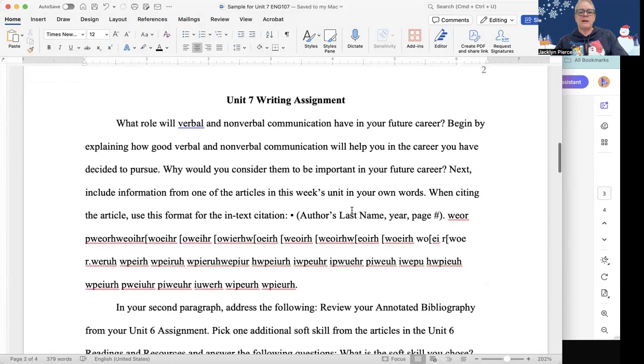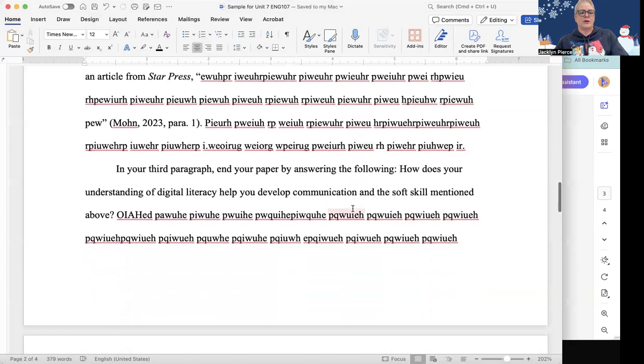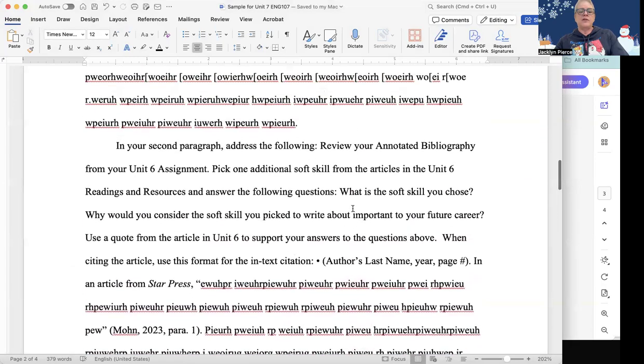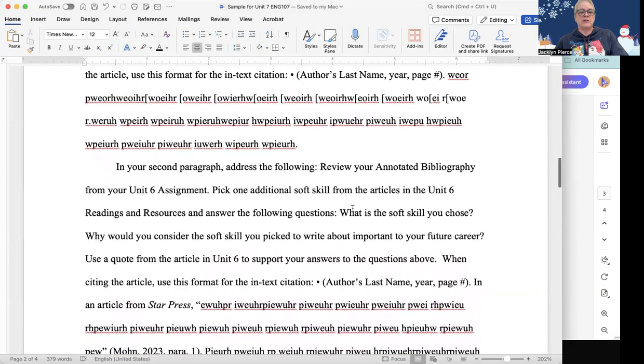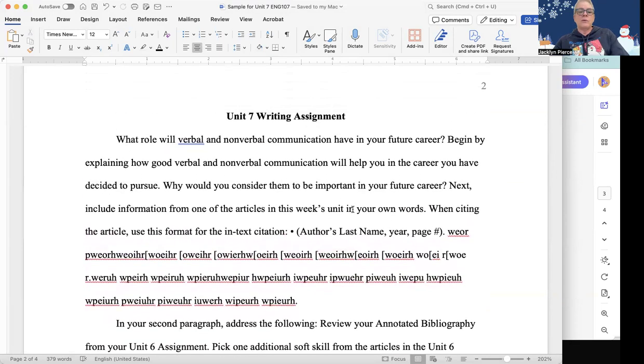Then we have the 3 paragraphs. Now, again, I haven't written out paragraphs for you, but I have included the prompts and a reminder that you do need to utilize in-text citation. So what role will verbal and nonverbal communication have in your future career? Begin by explaining how good verbal and nonverbal communication, et cetera. This one is where you're going to paraphrase and you're going to have an in-text citation that matches what comes on the reference page.